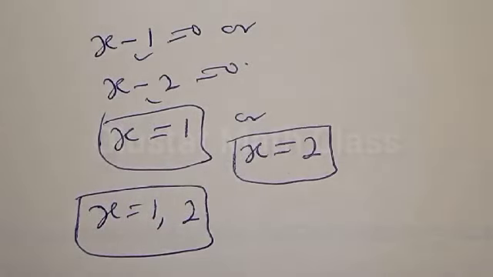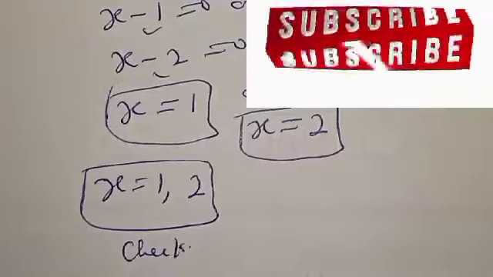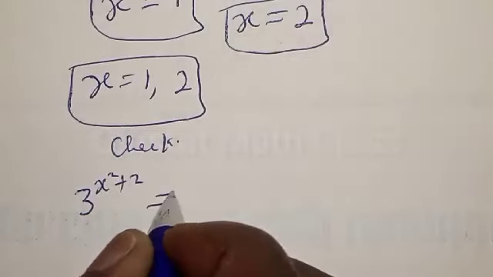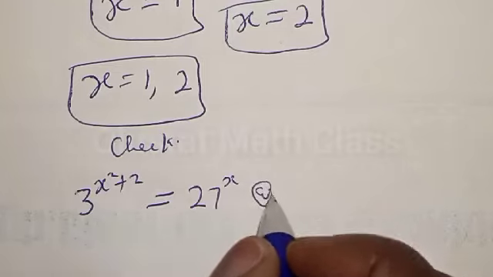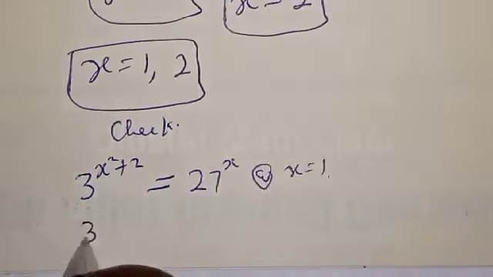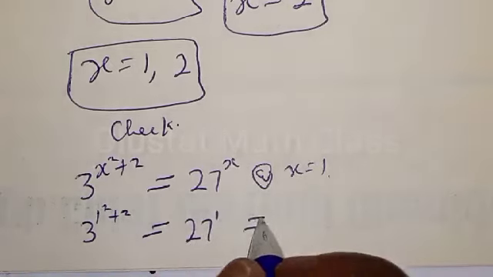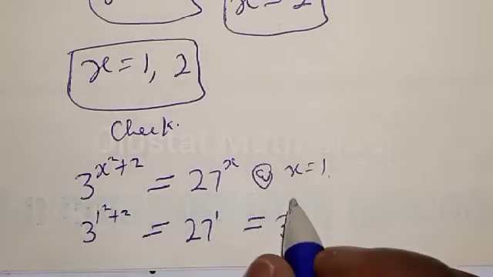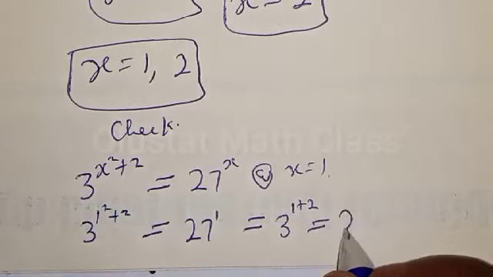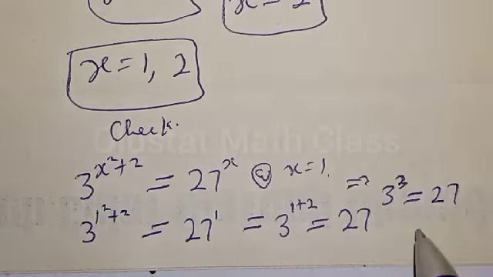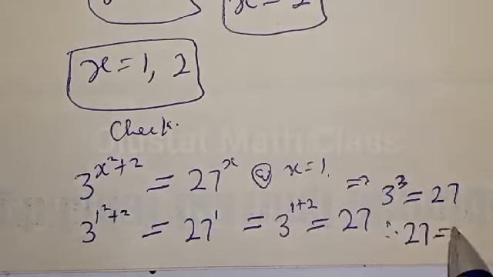We can also check to confirm if our answer is right at s is equal to 1 or 2. Let's check. Remember, the original equation is 3 raised to power s squared plus 2 is equal to 27 raised to power s. At s equal to 1, we have 3 raised to power 1 squared plus 2 is equal to 27 raised to power 1. 1 squared is 1, plus 2 is 3, so we have 3 raised to power 3 is equal to 27. Therefore, 3 raised to power 3 is 27, and 27 is equal to 27, which satisfies the given equation at s is equal to 1.